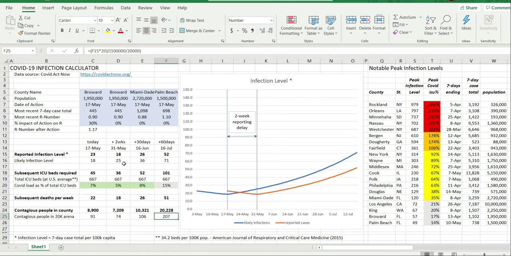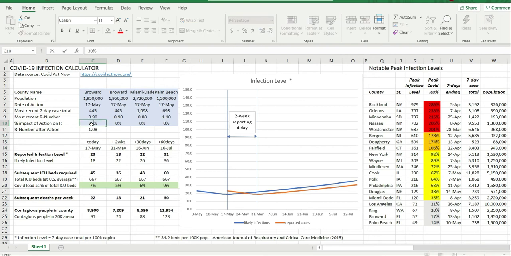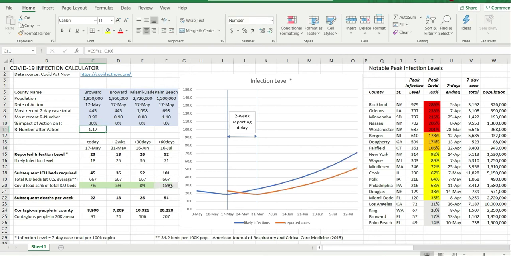All right, so let's see what happens in Broward. So at 0 impact, obviously there will be some impact tomorrow. So let's say the impact of the phase 1 opening tomorrow is 10%. You can see that's not bad at all. We're staying stable. The reason is R still stays below 0.99. Now when we go to 20%, all right, then we start to see a reaction. 30% more, that's the one we looked at before.